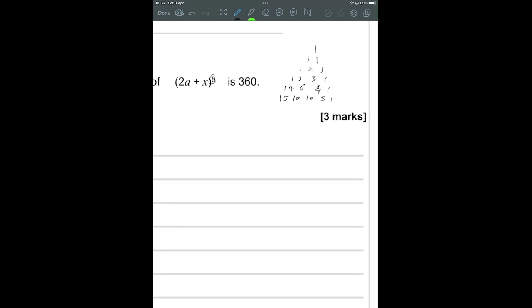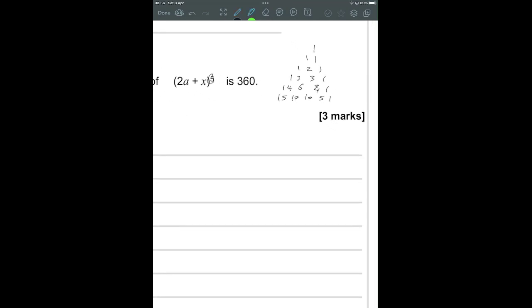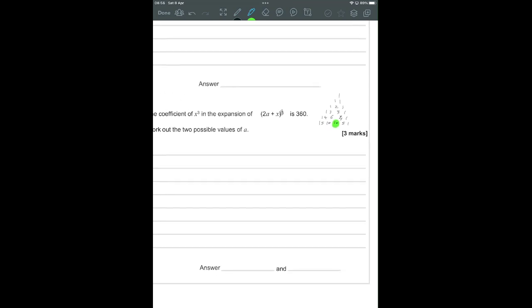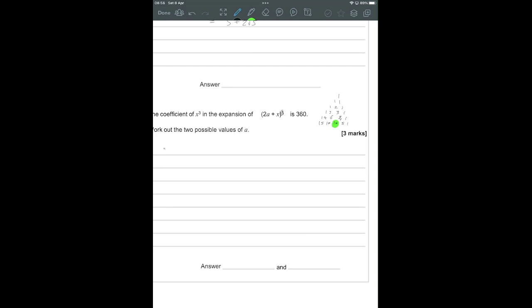I care about the x cubed term. Well, again, we always start counting from 0 in this kind of question. So 0, 1, 2. The third term is from that 10. So therefore, the third term is created by 10 times, well, the 2a, I'm not going to put the power on yet because I'll need to work that out, times x cubed. Well, the powers have to add up to the total power of 5. So this has to be a power of 2. And we've been told that that is 360 x cubed.